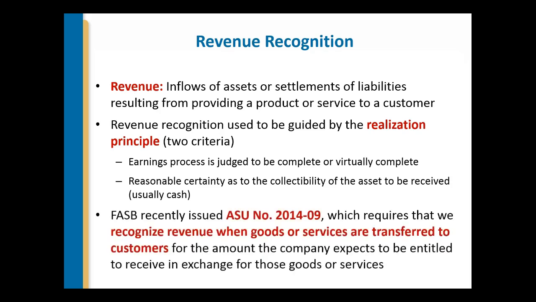The FASB recently issued ASU 2014-09, which changes how we determine the timing and measurement of revenue. That standard requires that companies recognize revenue when goods or services are transferred to customers for the amount the company expects to be entitled to receive in exchange for those goods or services. Revenue gets recognized at a point in time or over a period of time, depending on when the goods or services get transferred over to the customers.